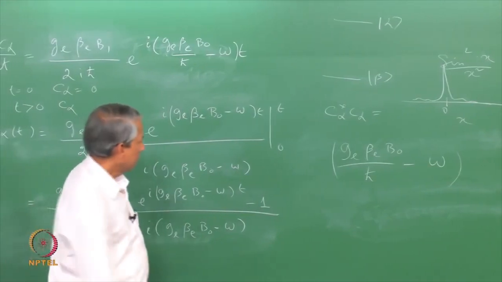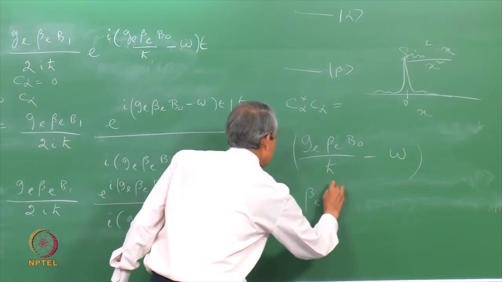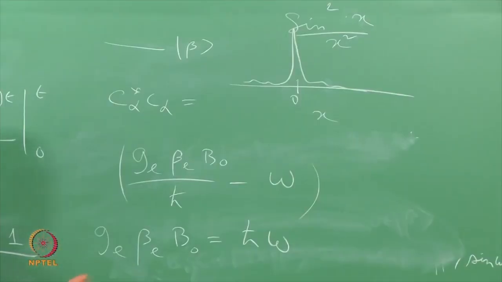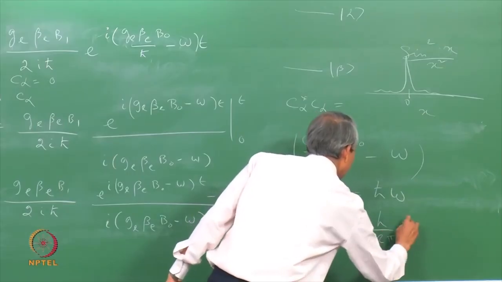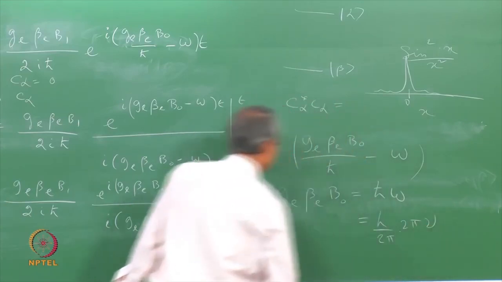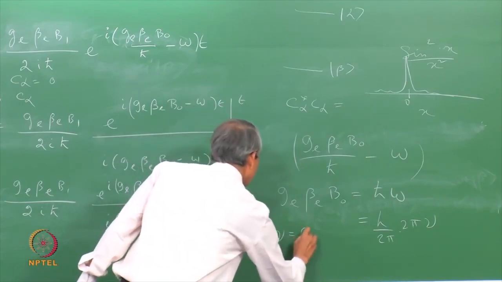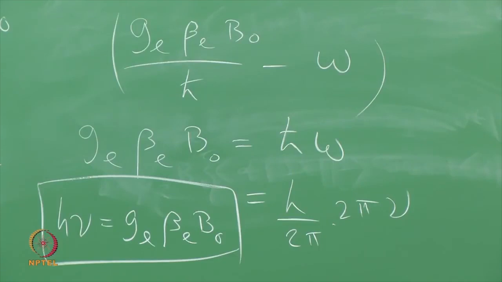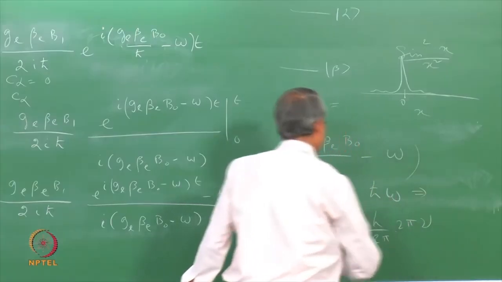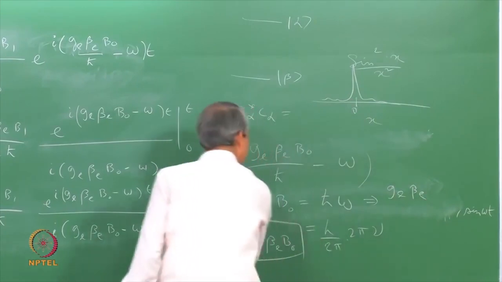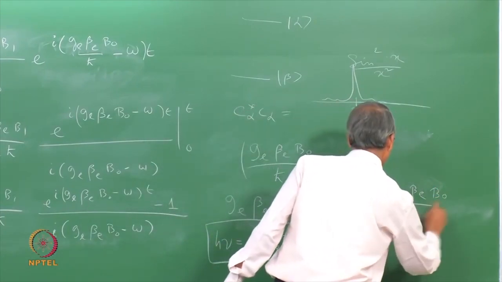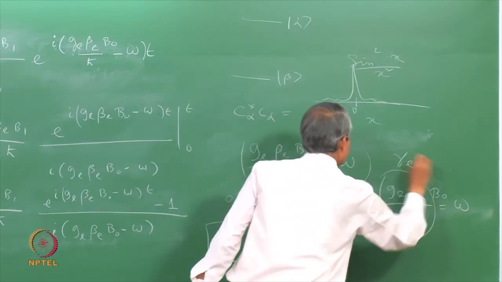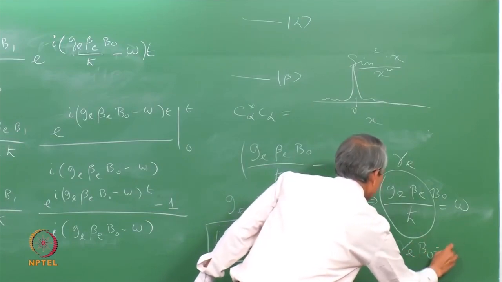Now, this is interesting because this also shows that this is actually equal to h cross omega, and this is nothing but the Larmor precession frequency in disguise. Where is the disguise? If you write h by 2 pi and omega is 2 pi nu, then this gives h nu equal to b 0, and this is nothing but the resonance condition that we have been talking all the time. This also, if you write here that G e beta e 0 by h cross, which is actually Larmor frequency. This is nothing but gamma electron. This is gamma electron B 0 equal to omega. This is the Larmor frequency there.